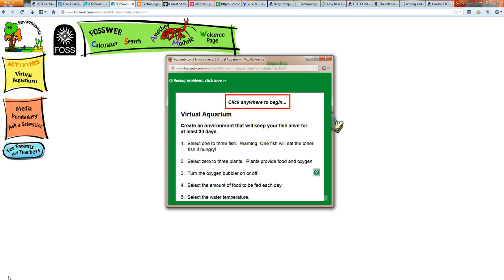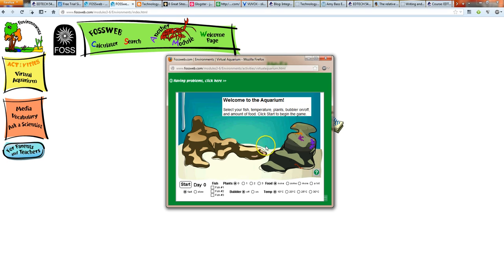And here we are taking a look at the virtual aquarium. I'm going to select some fish, but I have to be careful because one fish could eat the other. I've got to get some plants for food and oxygen in the water. I have a bubbler I can turn on and off. I have food I need to feed, and I have a water temperature that I need to maintain.